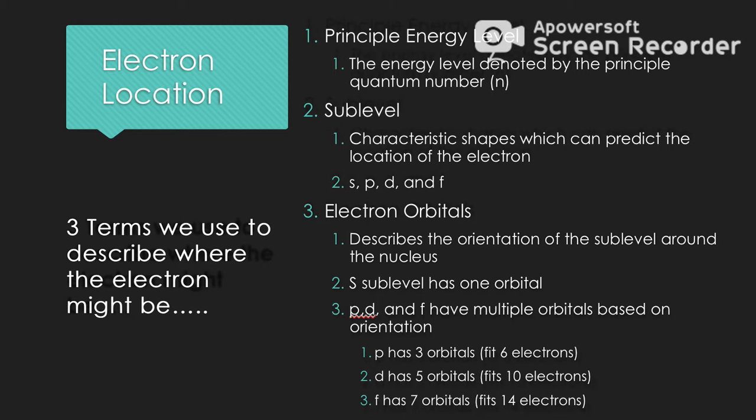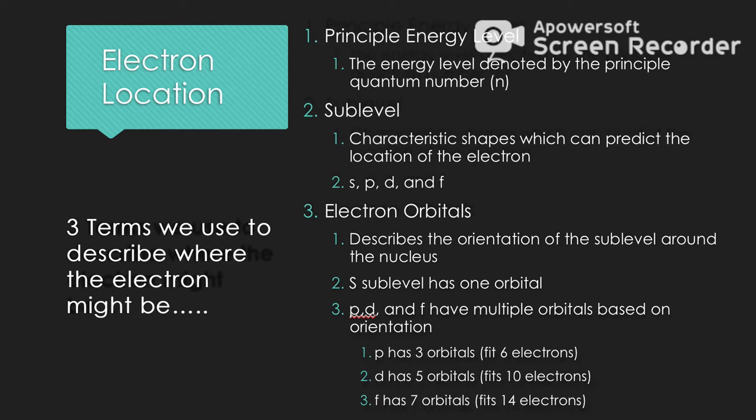We have our electron orbitals. They just describe the orientation of the sublevel around the nucleus, which you'll understand in a little bit. The s sublevel only has one orbital. P, D, and F have multiple orbitals based on their orientation. The p sublevel has 3 orbitals. It can fit 6 electrons. The d sublevel has 5 orbitals. It can fit 10 electrons. And the f sublevel has 7 orbitals. It can fit 14 electrons.